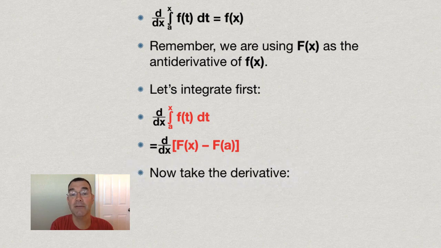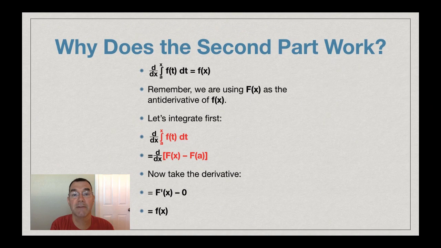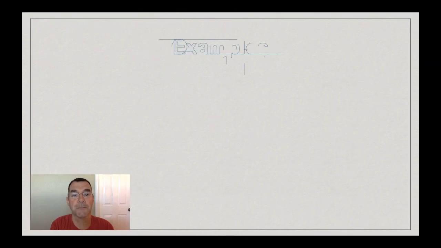Now I can take the derivative of that, and so if I take the derivative of capital F of x, I get capital F prime of x. But then if I take the derivative of capital F of a, remember that's just a constant. I took a constant and plugged it into a function, and I get a constant as a result. So the derivative of that constant, capital F of a, will just be 0. So all I have is the derivative of capital F, which I know is just f of x. So that's why the second part of the fundamental theorem of calculus works.